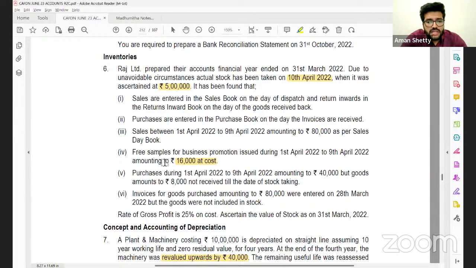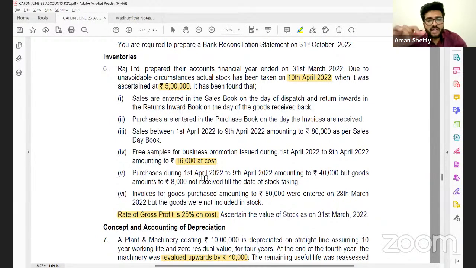Sir, how did we know that the gross profit is 20%? Here, question only. Okay. Last line. You see this? Rate of gross profit is 25% on cost. 1/4 on cost is 1/5 on sales. 25% on cost is 20% on sales. Clear? Yes, sir.